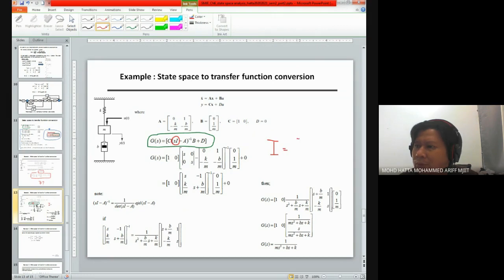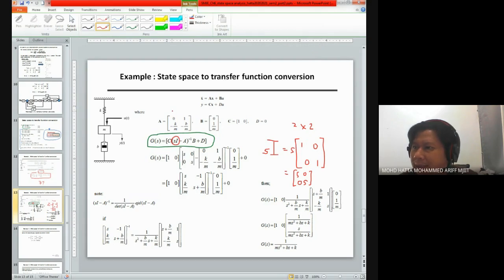If you have a 2 by 2 A matrix, you should also have a 2 by 2 identity matrix, which is I here: 1 0, 0 1, a diagonal matrix, or some people say this is the identity matrix. With this identity matrix multiplied with S as an operator, it will lead towards S 0, 0 S, a diagonal S matrix, or S operator matrix, the Laplace operator matrix.